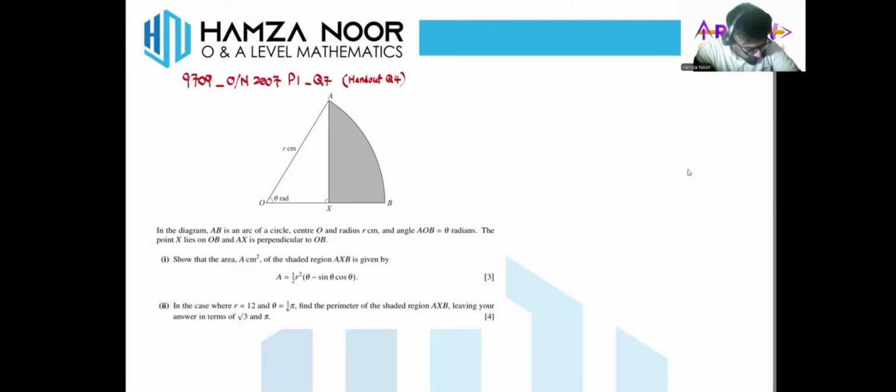The question says that in the diagram, AB is an arc of a circle with center O and radius r centimeters, and angle AOB is theta radians. The point X lies on OB and AX is perpendicular to OB. Show that the area A square centimeters of the shaded region AXB is given by A equals half r squared multiplied by theta minus sine theta times cos theta. This part is worth 3 marks.